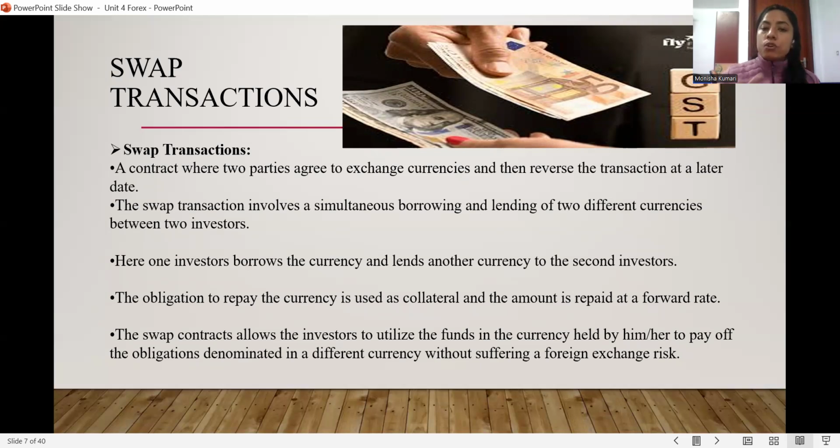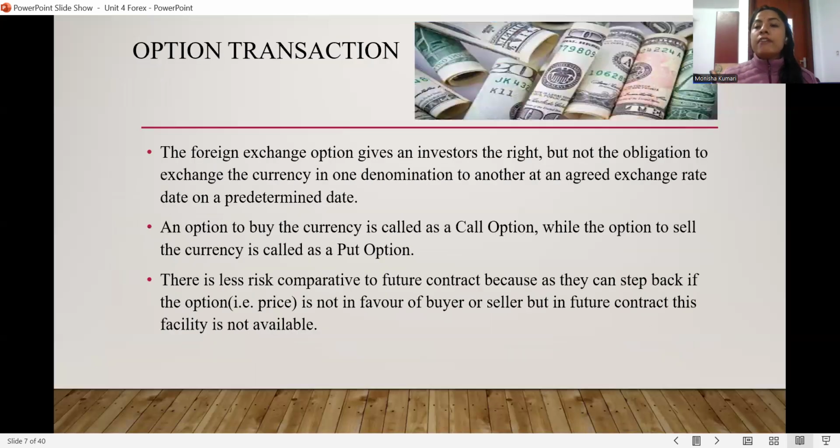One investor is borrowing the currency, whereas the other investor is lending the currency. So the swapping is done in this way, that the obligation is to repay the currency as a collateral, and the amount is paid at a forward rate. So the contract allows the investors to utilize their currency fund, which is compared with the different currency without having any risk of fluctuations.